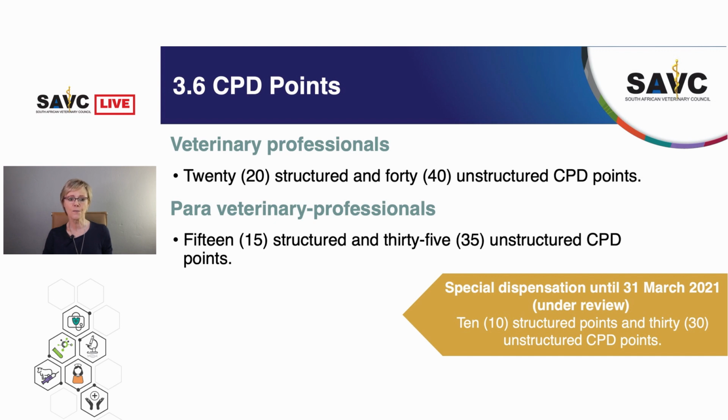Veterinary professionals are required to accumulate 20 structured and 40 unstructured CPD points within a 3-year cycle, and paraveterinary professionals 15 structured and 35 unstructured CPD points. Paraveterinary professionals received a staggered special dispensation when CPD commenced and currently only have to accumulate 10 structured and 30 unstructured points. It is currently under review and the special dispensation might come to an end on 1 April 2021.